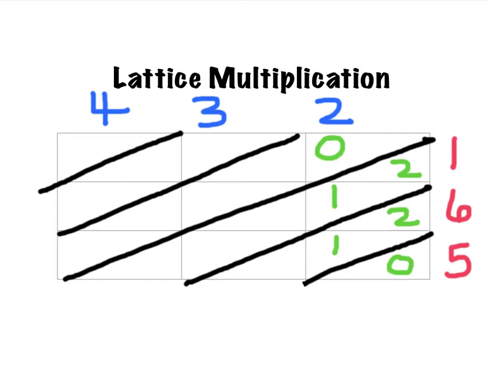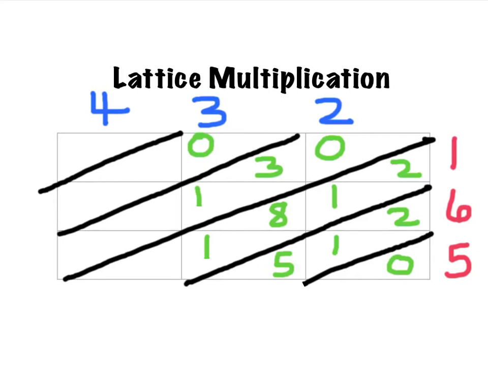Now let's move to our next column and multiply. We begin here, 3 times 1, which will give us 3, 0 tens and 3 ones. And then we have 3 times 6, which will give us 18, 1 ten and 8 ones. And finally, we have 3 times 5, which will give us 15, 1 ten and 5 ones.